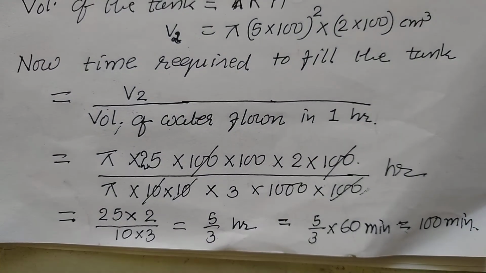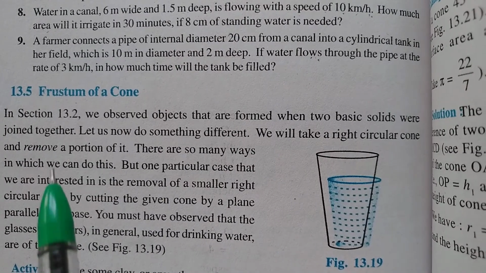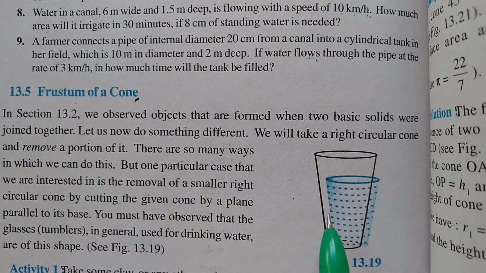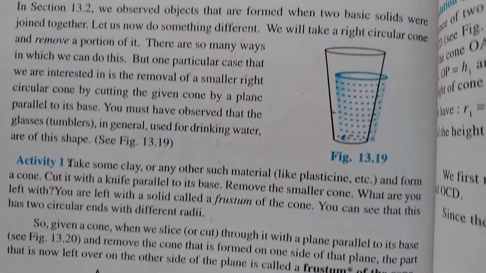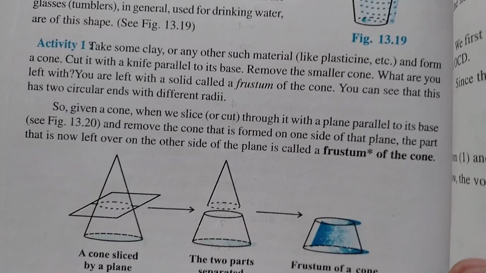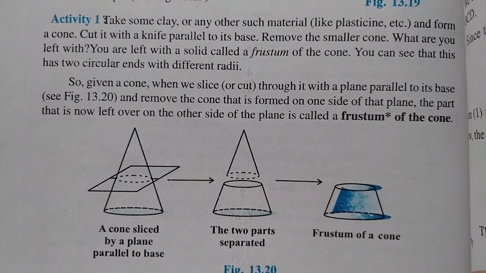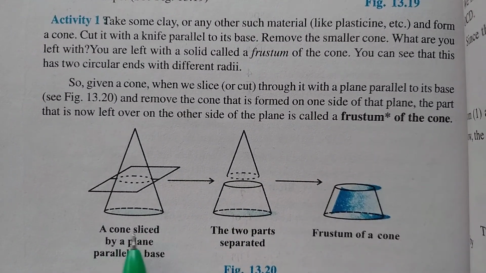Okay children, so now let us proceed to the next and last topic, that is frustum. Now children, frustum of a cone. So children, this shape is known as frustum. How to make this? So we know that we consider a cone. A cone sliced by a plane parallel to the base.